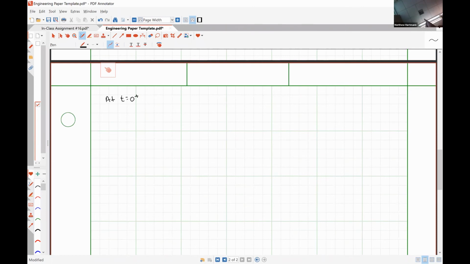At t is equal to 0 plus, our switch is changing from position A to position B, which is effectively leaving a practical current source open circuited on the left-hand side that we're not going to need to deal with. And what we have now is our 8-volt source. Here's our 10 ohm resistor. Up here is going to be our inductor, and I'll ask you about that in just a second. Here is IR at 0 plus. So what are we going to do with our inductor?